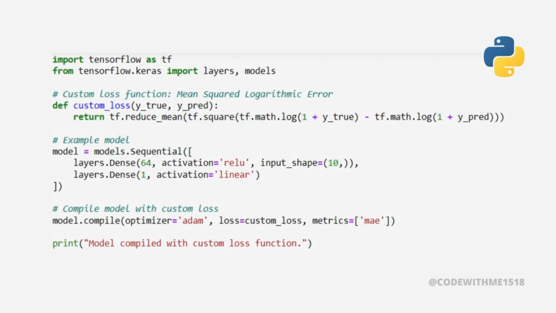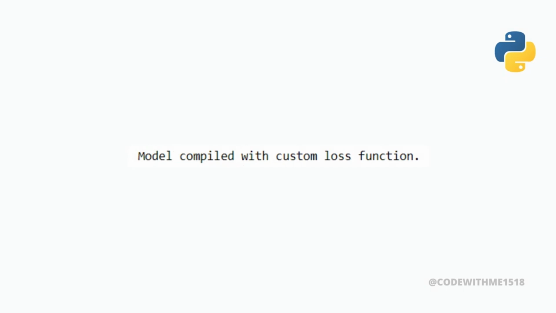Here, we defined a custom loss function using TensorFlow operations, then used it to compile a simple neural network model. Custom loss functions give you the flexibility to tailor your model's training to your specific needs.